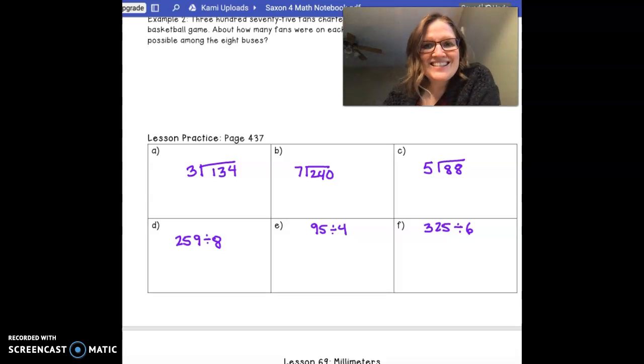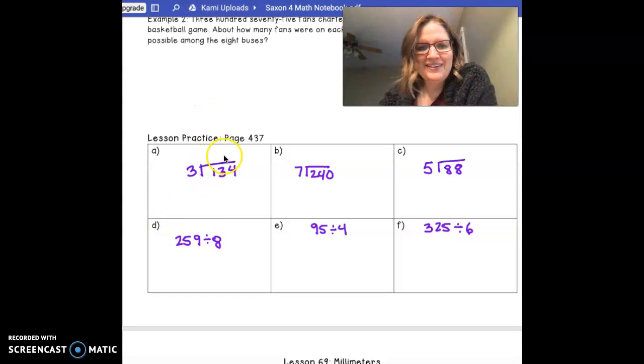This is lesson 68, more on division with two-digit answers and a remainder. Let's begin. 3 cannot go into 1, so 3 can go into 13. 4 times 3 is 12. We subtract: 13 minus 12 is 1. We bring down our 4.